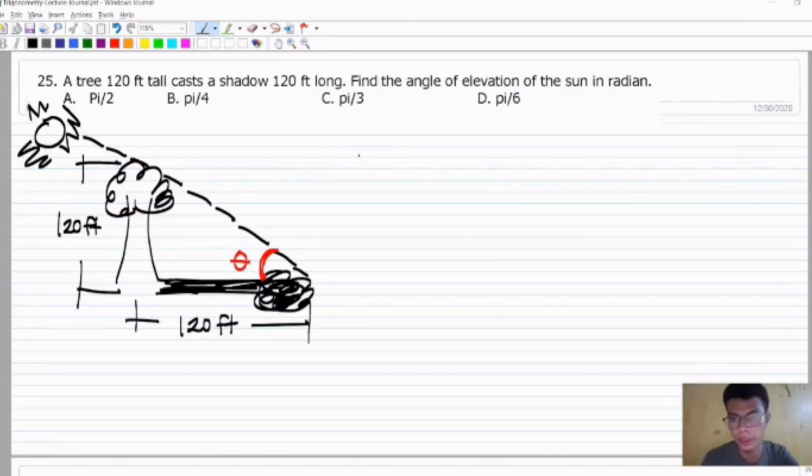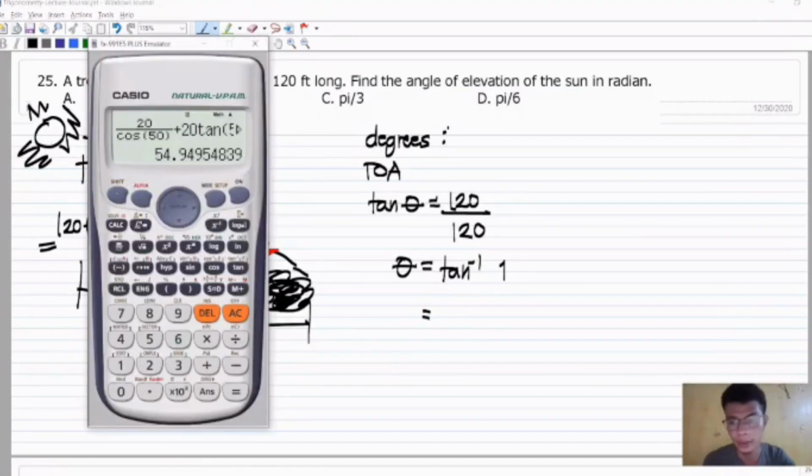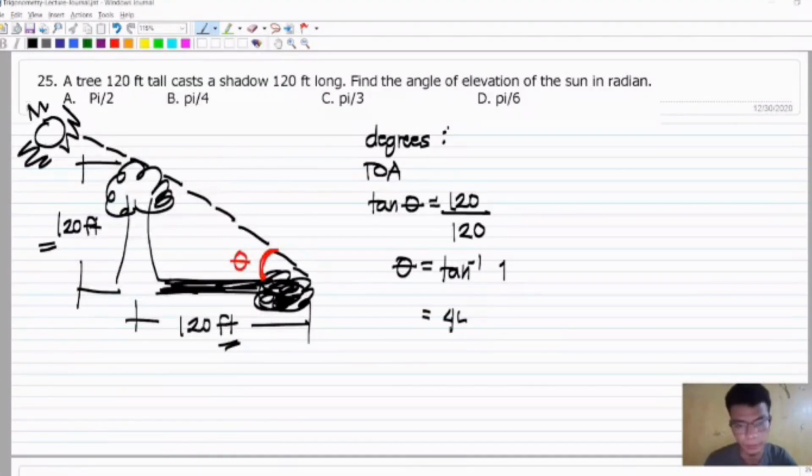So gawin na siguro natin, in degree mode muna tayo. In degrees. So what is the relation na gagamitin natin sa ating right triangle? Meron tayong opposite side and adjacent side of the angle. So gamitin natin yung TOA. So tangent of the angle is equal to the opposite side 120 over the adjacent side 120. Solving for theta, that is the arctangent of 1. Di ba? 120 over 120 is 1. And what is the arctangent of 1? 45 degrees ang ating nakuha.